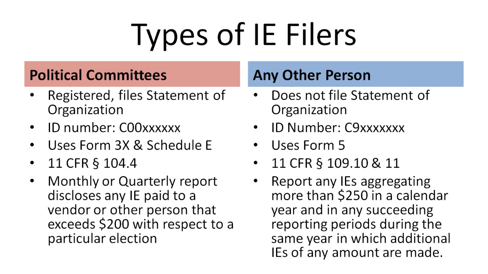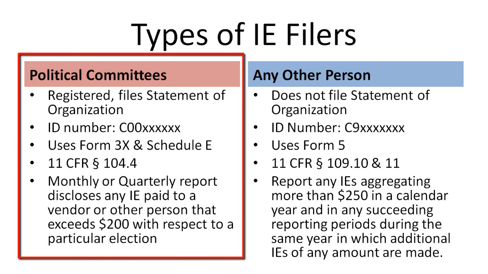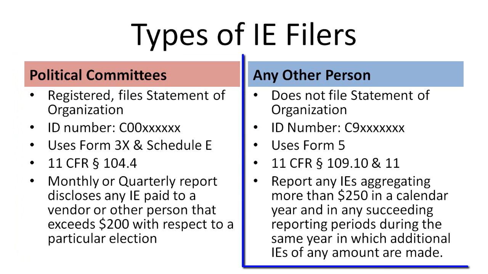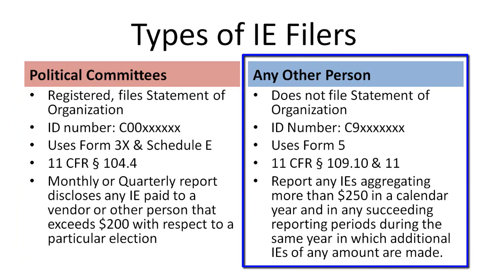The next videos in this series will show you how to report independent expenditures as well as file the 24 and 48-hour reports. We have two different tracks of videos, depending on which type of filer you are. If you're a political committee, continue watching the Independent Expenditures for Political Committees series, or RAD track. If you are a filer that falls under the Any Other Person category, continue watching the Independent Expenditures for Filers series, or Blue track.